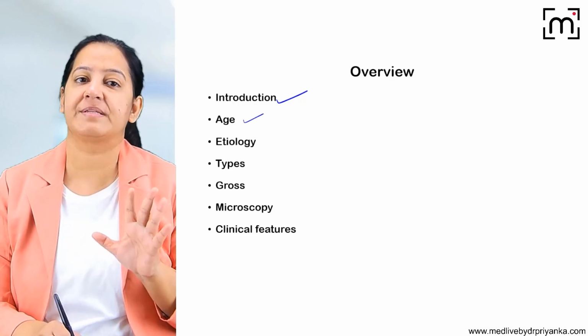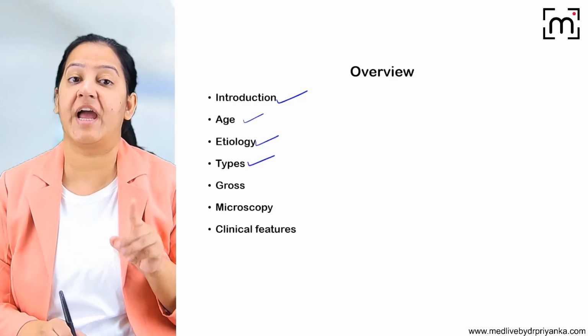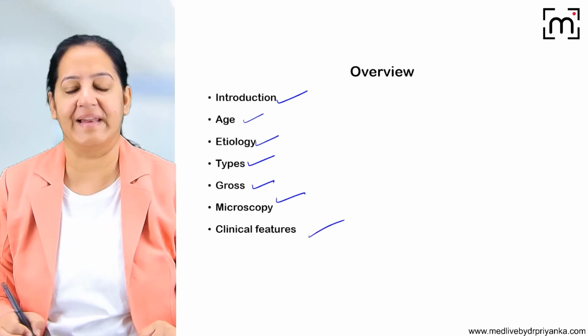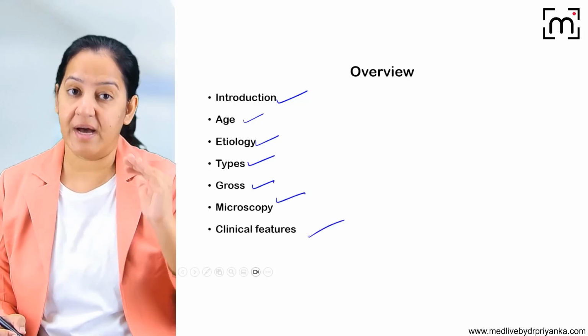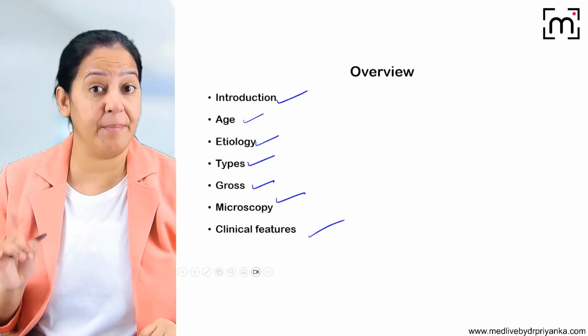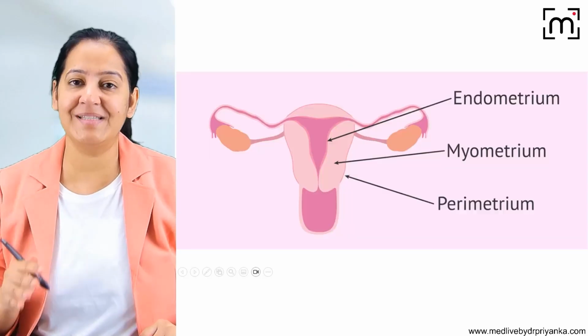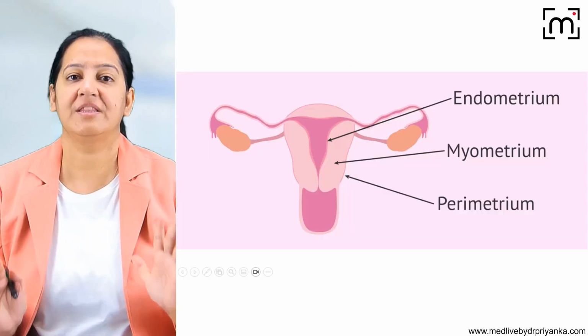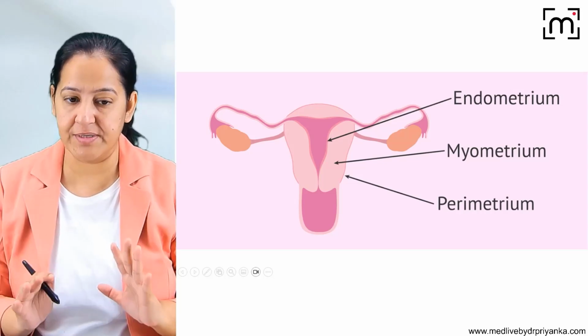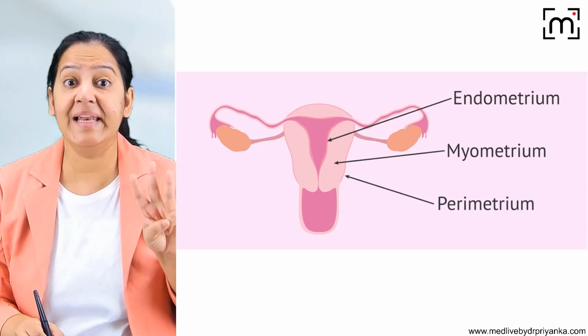Then the age of its presentation. Then its etiology, its types, the three types: gross, microscopy and clinical features. So you always write your answer under the headings in your university exam. I always insist on it. Before coming to these topics, please understand the three layers of the uterus. In the female reproductive system, there is the uterus. Uterus is the organ. There are three layers in the uterus.